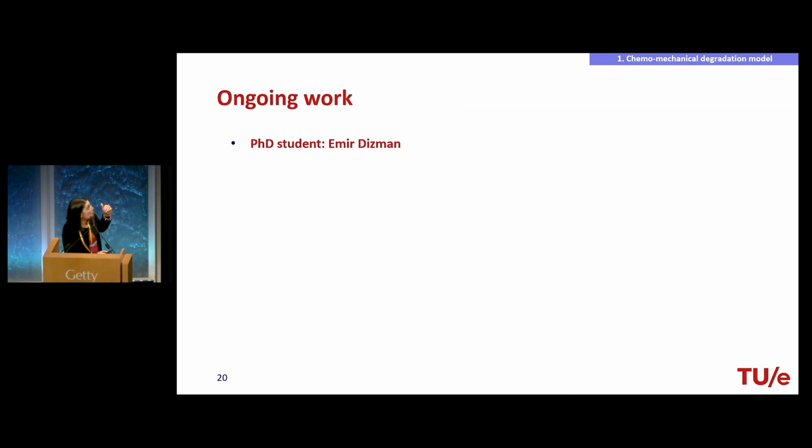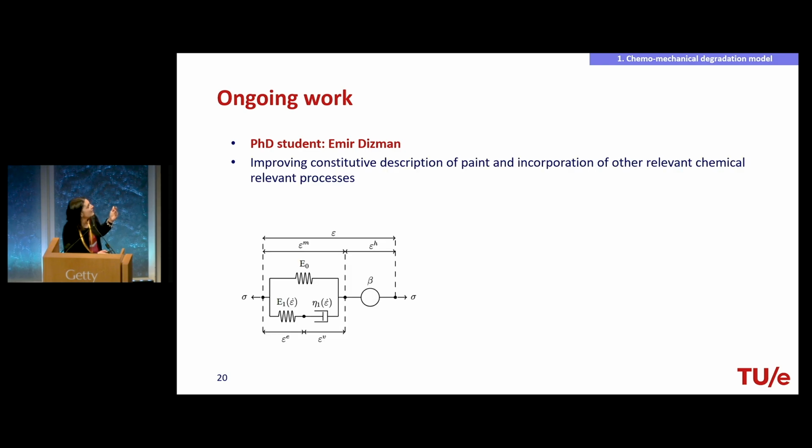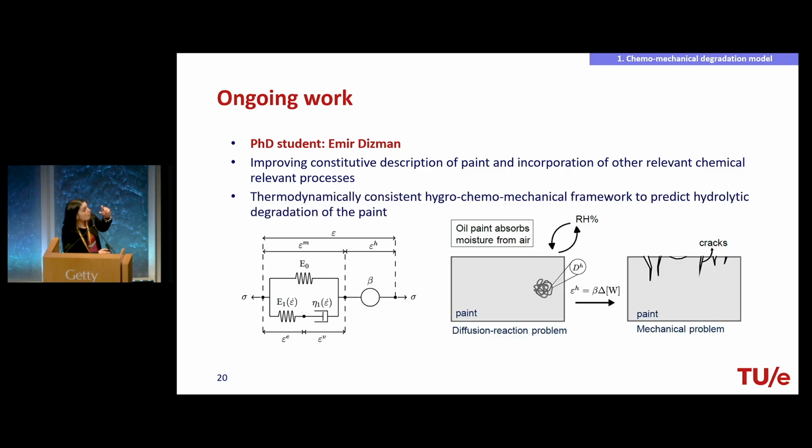We are working on improving the quantitative prediction of this type of model through the work of Emir Dizmana, who is a PhD student. We are trying to improve the constitutive description of the paint, going towards a more viscoelastic, more accurate description of the behavior, but also incorporating more relevant chemical mechanisms. For instance, hydrolysis, which is an important mechanism of degradation, and also a source of the fatty acids that actually govern the process of metal soap formation.